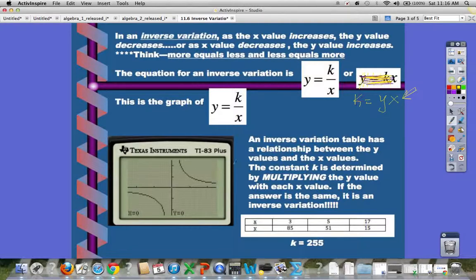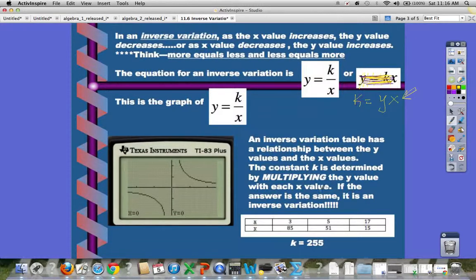So this should be k equals y times x. Sorry for that mistake, I just saw it. In an inverse variation table, the relationship between the x and the y's is that they are multiplied and get the same rate. The constant k is determined by multiplying the y times the x.